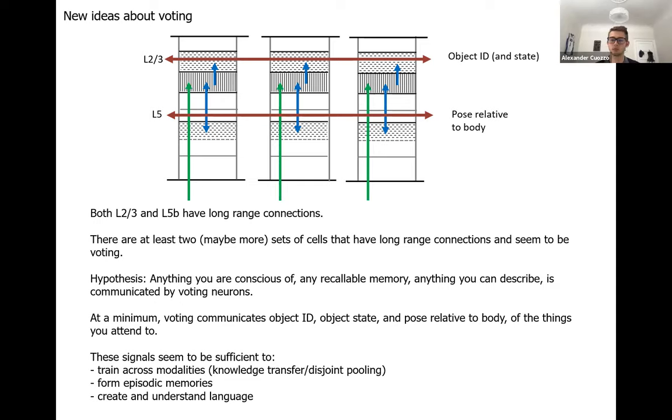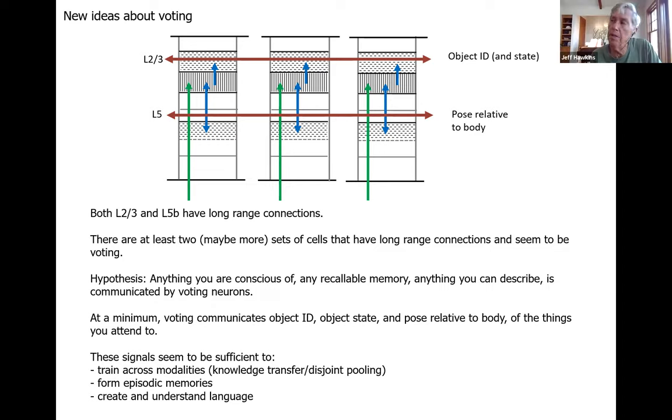And when I talk about transfer learning, I'm really focusing on this disjoint pooling thing here, where it's like, how is it that I'm able to learn something with my finger and then recognize it visually, or learn it with my left finger and then recognize it with my right finger? I mean, that's a fundamental problem with the Thousand Brains Theory. We knew it had to be solved, and now I have a solution to it.